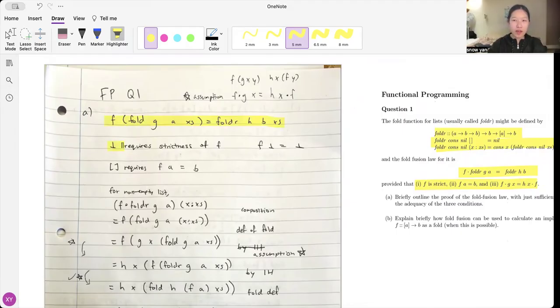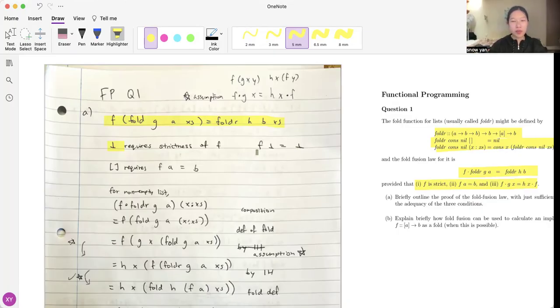In the first case, we have something known as bottom, which is just any kind of illegitimate argument, such as going to infinity, such as just an expression that doesn't make sense. So if we have bottom, that requires strictness of f because if we have the fold here, it would give bottom, and on the right-hand side, it would give bottom. So f of bottom has to equal bottom, so that means f has to be strict.